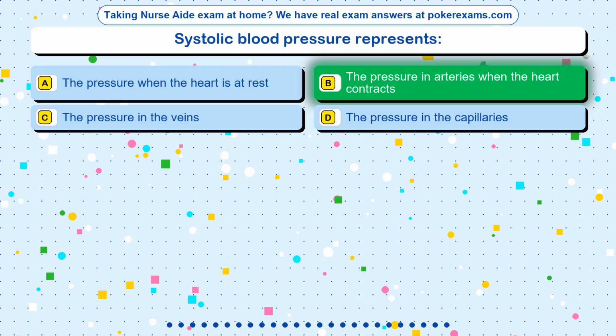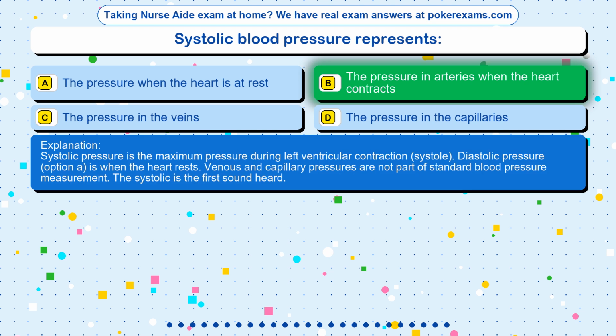The correct answer is option B. The pressure in arteries when the heart contracts. Systolic pressure is the maximum pressure during left ventricular contraction, systole. Diastolic pressure, option A, is when the heart rests. Venous and capillary pressures are not part of standard blood pressure measurement. The systolic is the first sound heard.